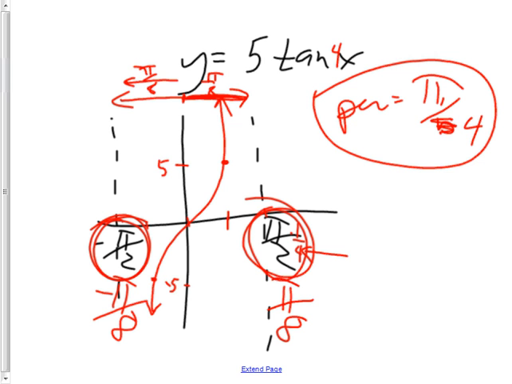Raise your hand if you had that right. Sweet. You guys catch on fast. That's the cool thing about teaching honors pre-calc. All right, so that's tangent and cotangent. No, wait, I haven't touched cotangent yet, have I?